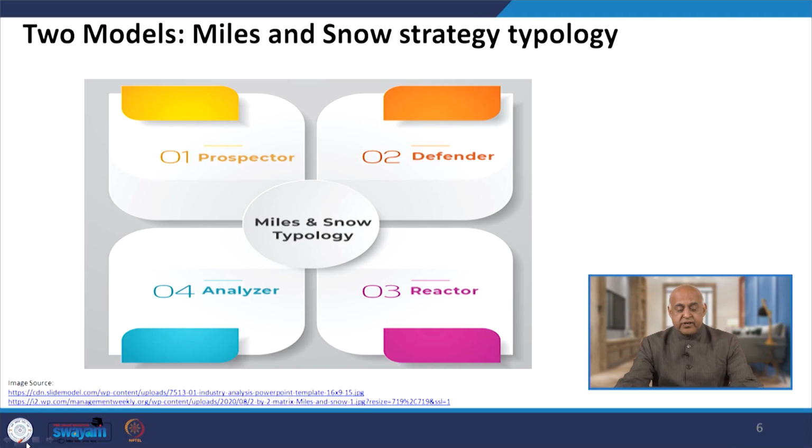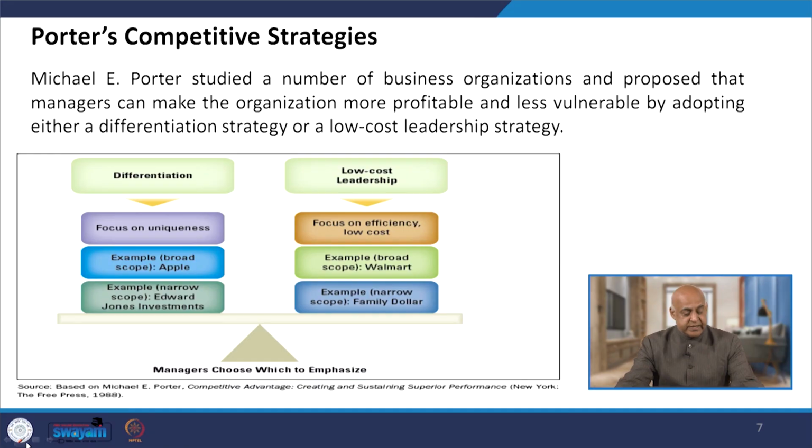The Miles and Snow strategy typology is about the prospector, defender, reactor and analyzer, and the strategies decided here are about whether we are going to be prospectors or defenders. Porter studied a number of business organizations and proposed that managers can make the organization more profitable and less vulnerable by adopting either a differentiation strategy or a low cost leadership strategy.